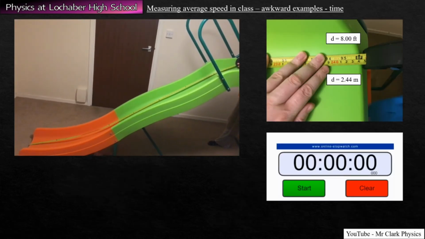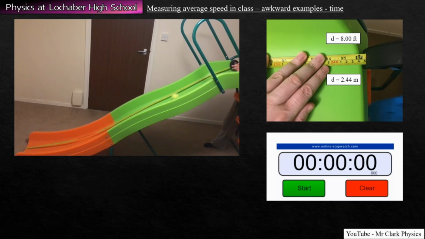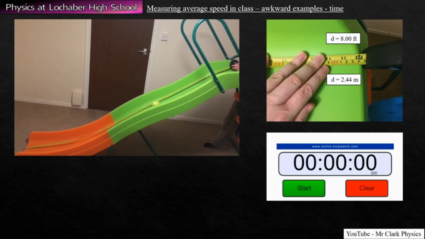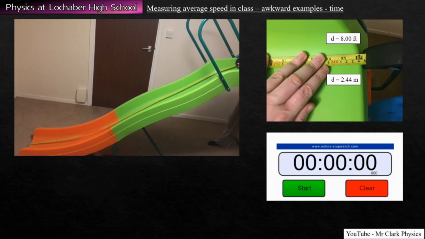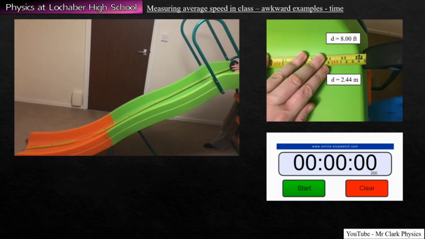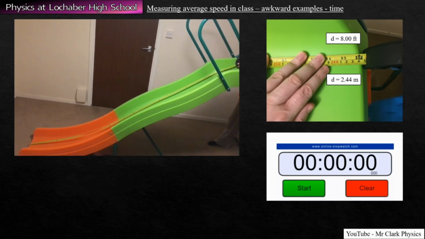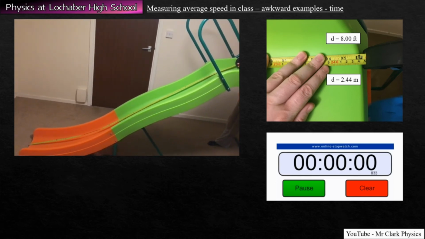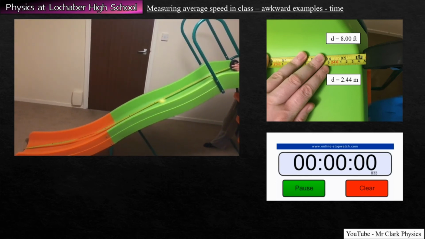I shot this footage at home so that I can show you one of the difficulties with measuring time associated with some motion. Here we have an 8-foot slide and it's about 2.44 meters, and we're going to roll this ball down it. When I click this timer, it'll start timing, and when I click again, it'll stop. It's quite tricky though, because it's a very short time. So let's try and see what happens. Ready, steady, go. Stop. And we get 0.769 seconds.